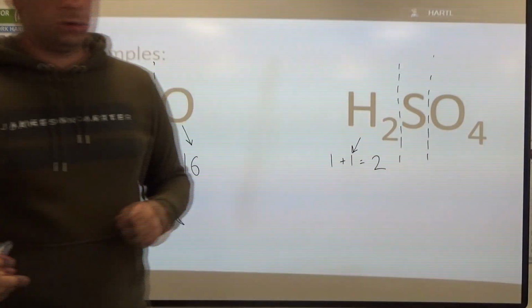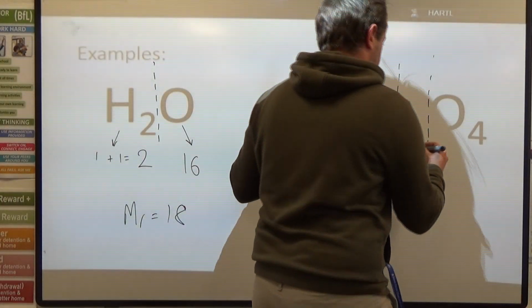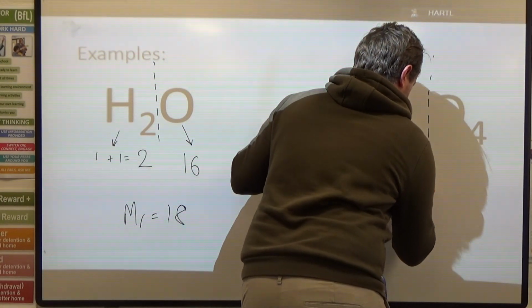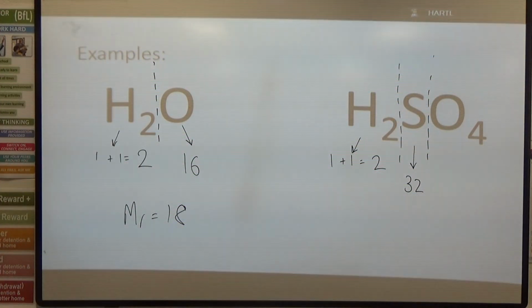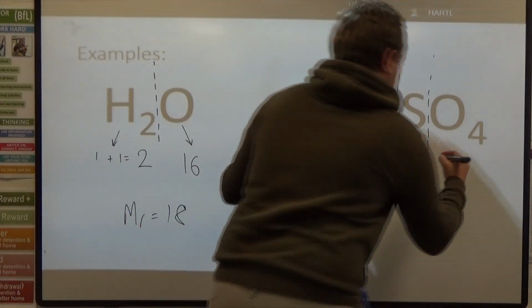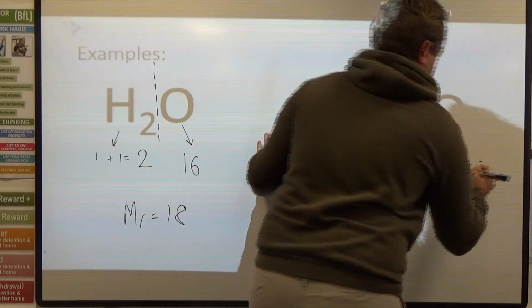S is what? Sulfur. Sulfur, and it is what, Matt? 32, good. And then O is oxygen, and the mass number is what? 16. But times by 4. We need 4 of them, so Olivia, what do you do? Times by 4. Good, so you do 16 times 4.